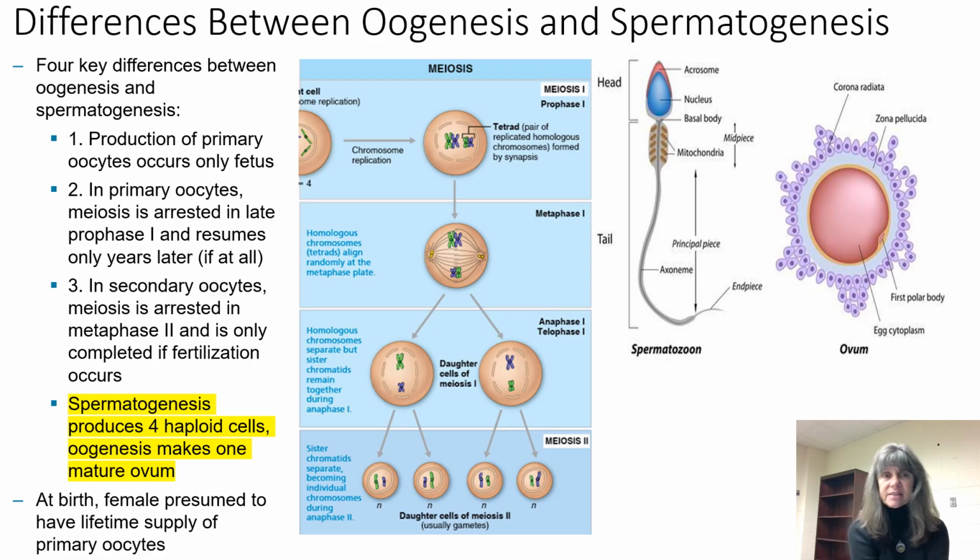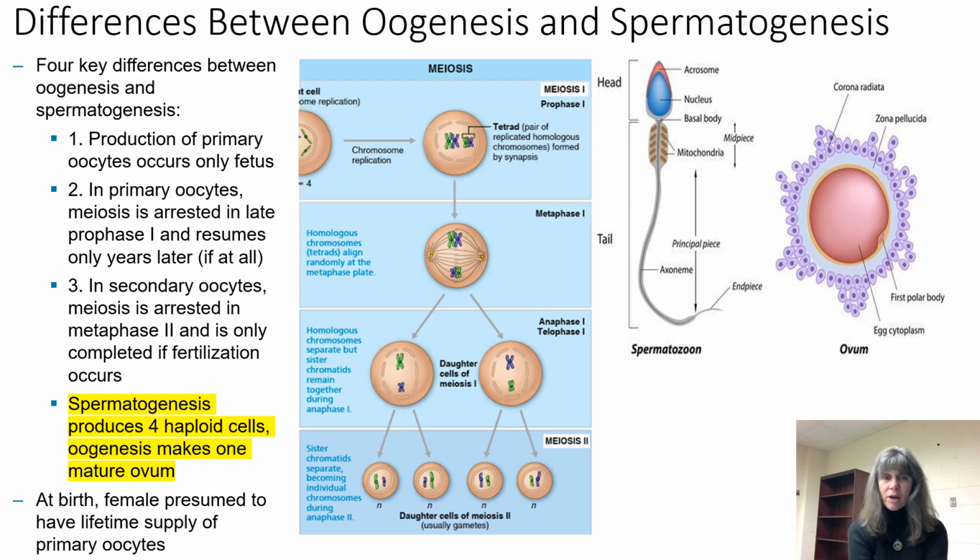Let's look at the key differences between oogenesis, which is the creation of an ovum, and spermatogenesis, which is the creation of sperm. First, we have a production of primary oocytes that occurs only in the fetus. Remember that the spermatogonia for the male can be produced throughout his life in the seminiferous tubules, but it only occurs in females when that growing individual is in the womb.